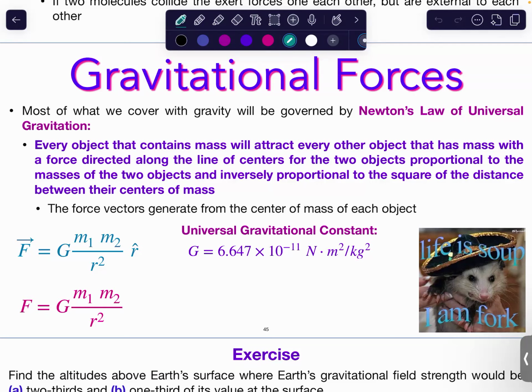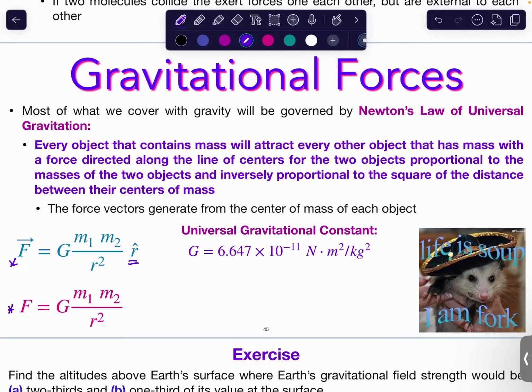So over here on the left, you can see Newton's universal law of gravitation, one of them in the vector form, one of them in the magnitude form. The vector form has the standardized r hat unit vector, and that's just a unit vector directed along the axis connecting the two centers of mass. That's one of the important things about gravitational force: everything is measured from the center of mass.